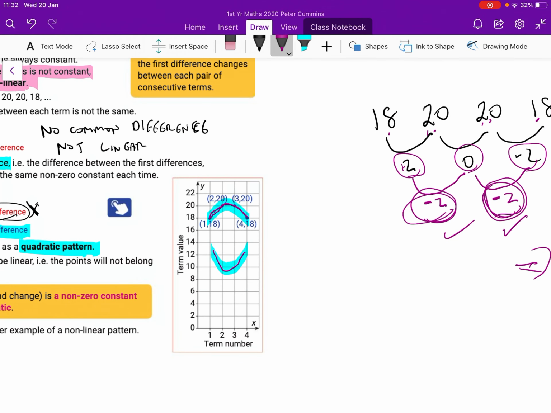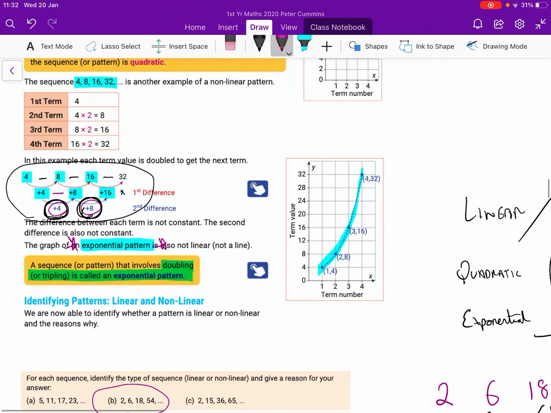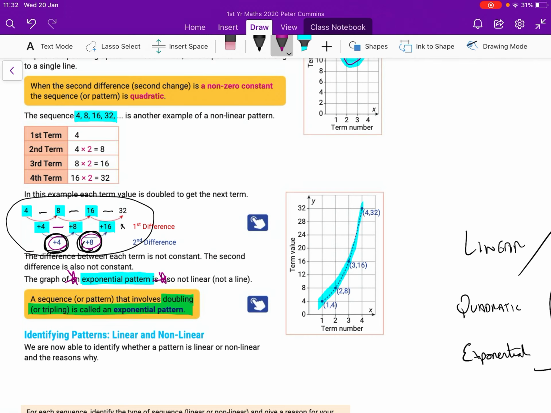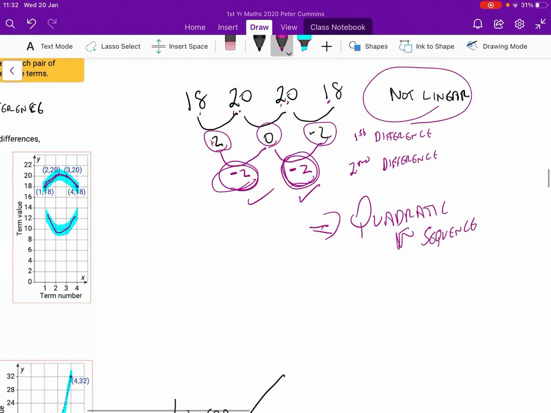So if the first difference is the same, it's going to be linear. If the second difference is the same, it's going to be quadratic. And the third one we wanted to have a look at is if the second difference is not the same. So if this is the same, we're going to be linear. If this is the same, it's going to be quadratic.